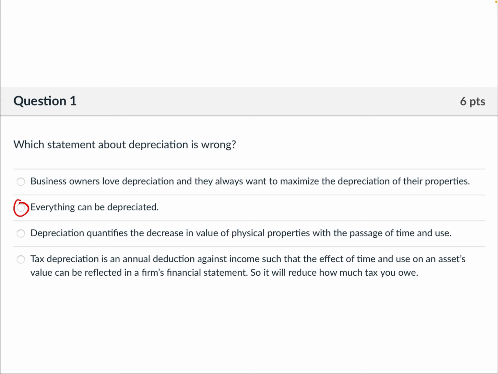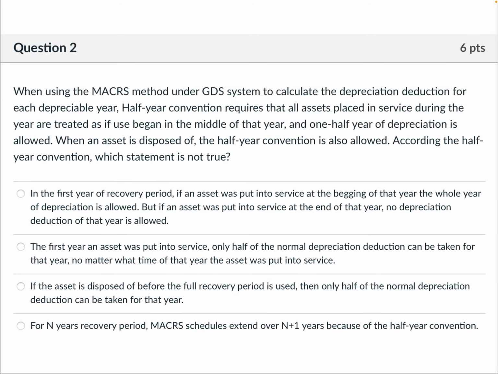Third, depreciation quantifies the decrease in value of physical properties with the passage of time and use. That's correct. Time and use. Tax depreciation is an annual deduction against income, such that the effect of time and use on the asset's value can be reflected in the firm's financial statement. Correct. So it will reduce how much tax you owe. So the second one is the answer.